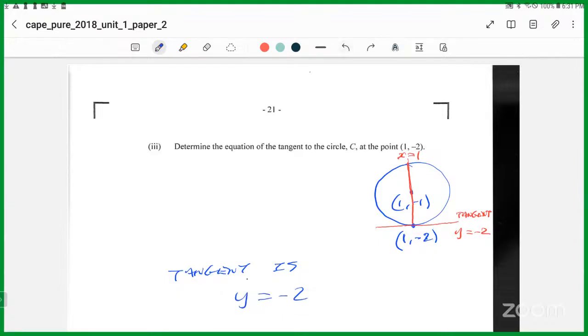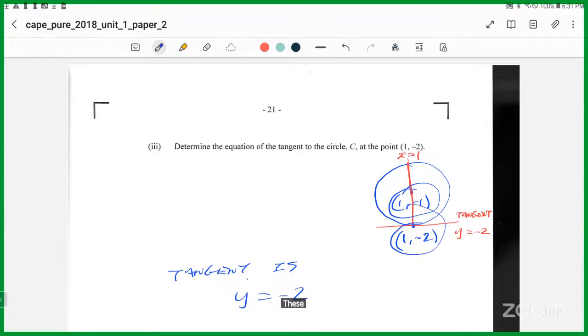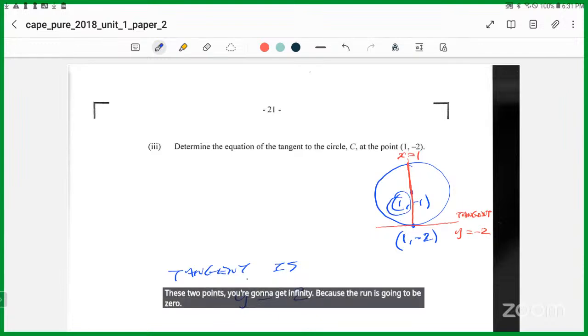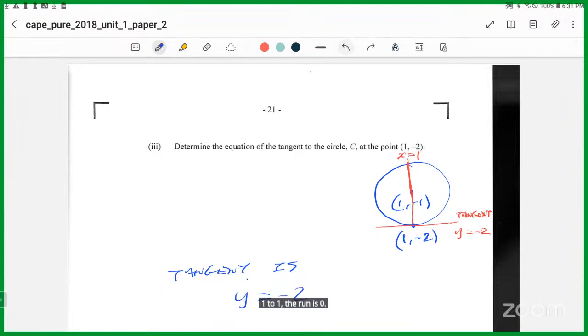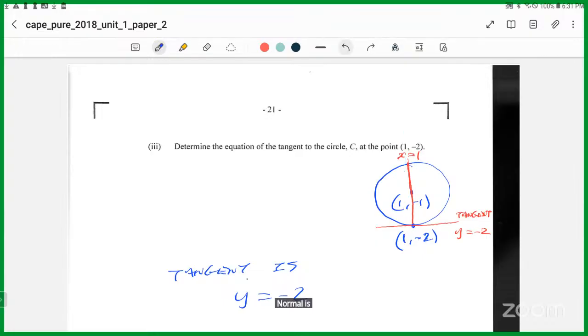If you try to calculate it, you're going to get infinity for the gradient of your normal. If you try to calculate the gradient of the normal between these two points, you're going to get infinity, because the run is going to be 0. From 1 to 1, the run is 0. And if your gradient is infinity, it means that you have a vertical line. So if the normal is vertical, then your tangent is horizontal.